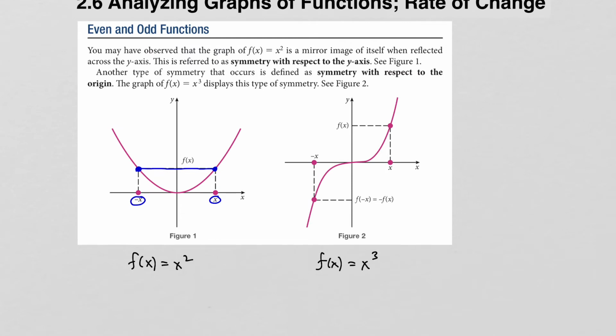So as an example, we can see that f of 2 is equal to 2 squared, which is 4, and f of negative 2 is negative 2 squared, which is also 4. Since this happens for all values of x, you can see that we have symmetry across the y-axis. When you have symmetry with respect to the y-axis, we call this an even function.